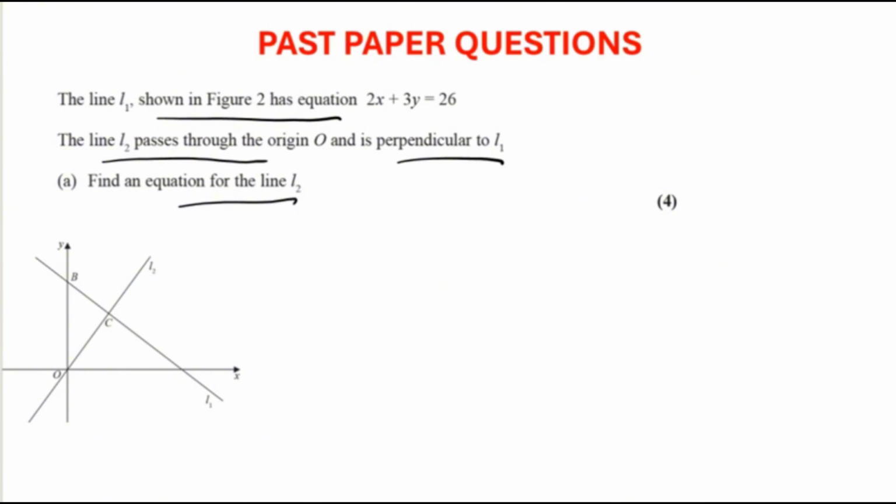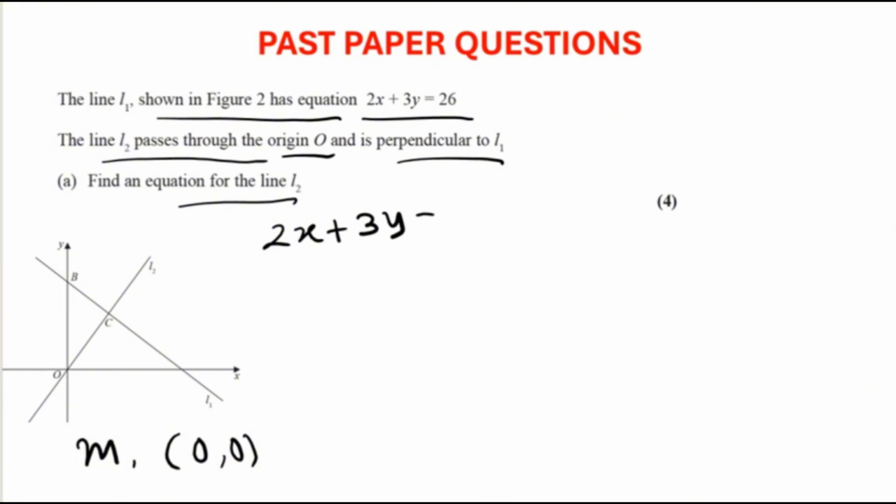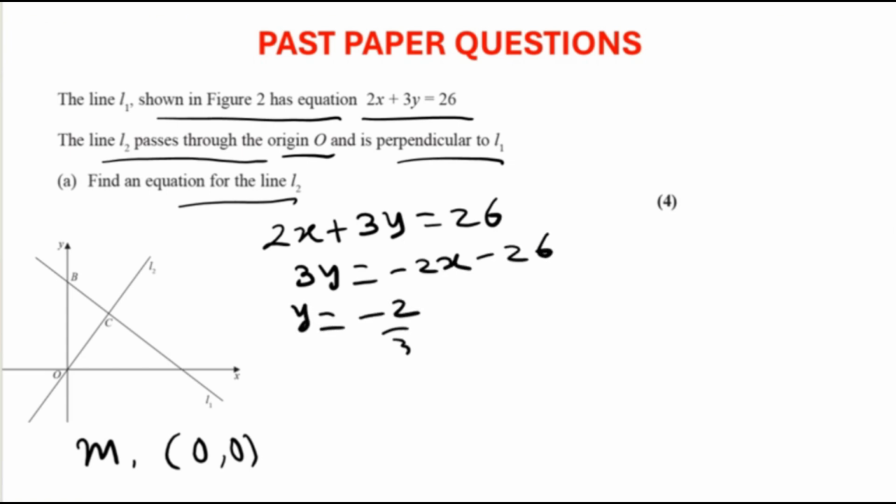To find the equation of L2, we need a gradient and the coordinate. Because it's passing through the origin, we can say the coordinate is (0, 0), right? Now to find the gradient, we can use the equation of line L1, because I know line L1 is perpendicular to L2. So to find the gradient, we have to make y the subject. So 2x plus 3y is equal to 26. So 3y is equal to minus 2x plus 26. So y equals minus 2 over 3 x plus 26 over 3.